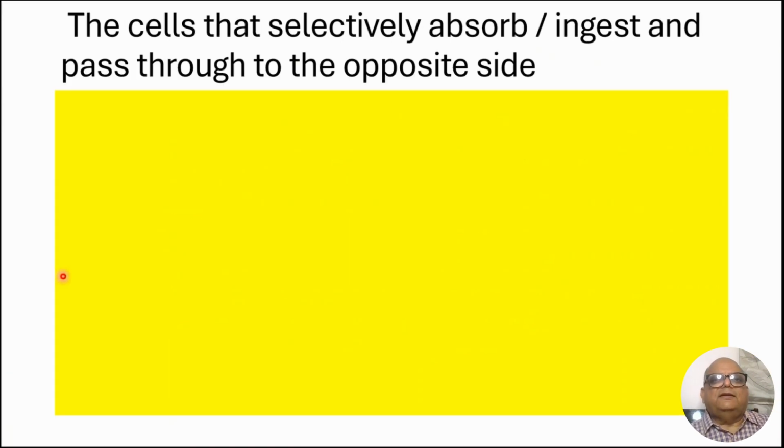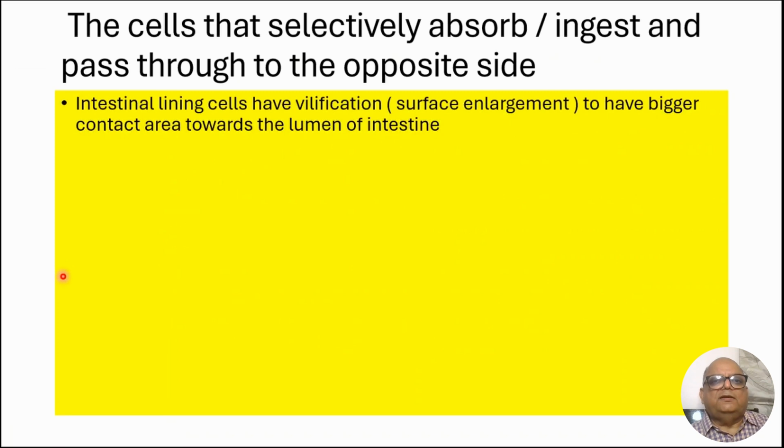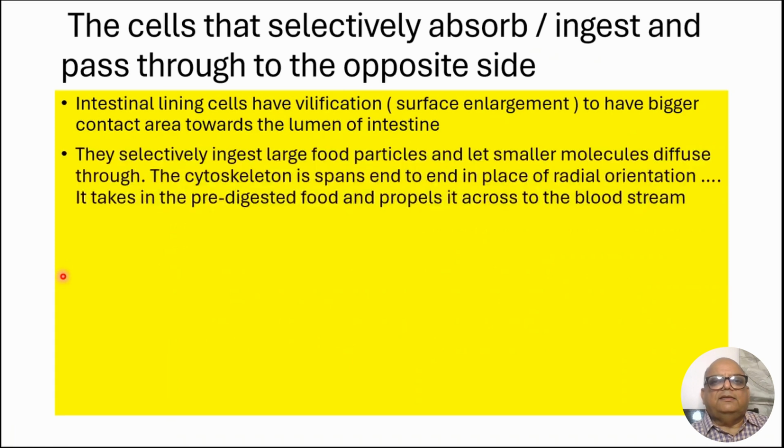So one interesting class of specialized cells are, of course, the cells that selectively absorb, ingest, and pass through to the opposite side. These are the intestinal lining cells or alveoli in the lungs. Okay. So intestinal lining cells have villi, that is, surface enlargement on the food lumen side. So they are in contact with the food that is flowing down, and they selectively ingest the large food particles and let the smaller molecules diffuse through, probably. And the cytoskeleton spanning end to end.